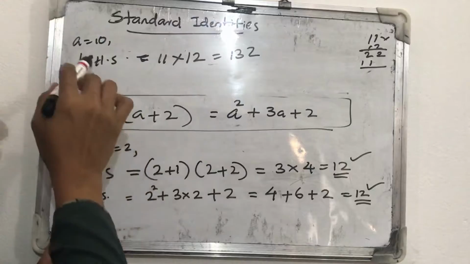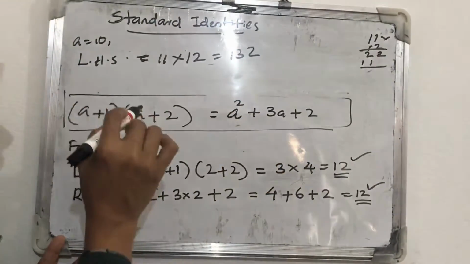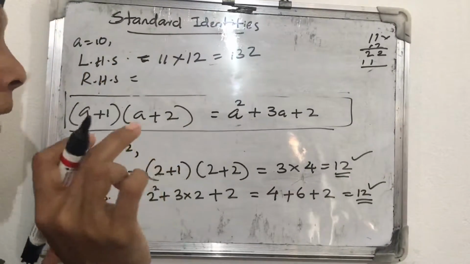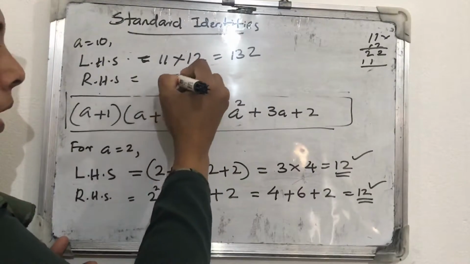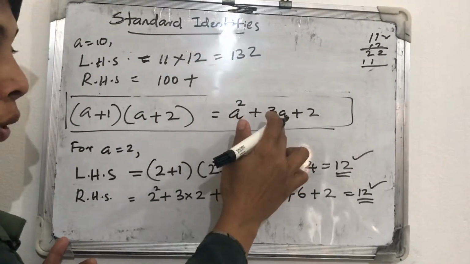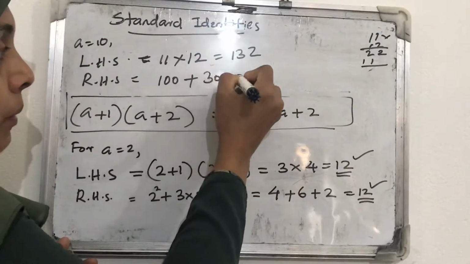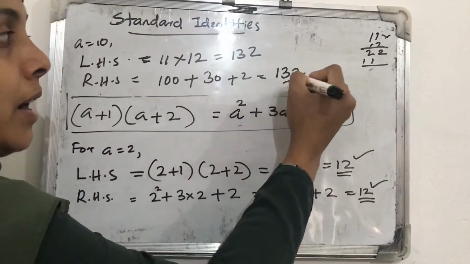Same way, for a is equal to 10, what will be the RHS? Okay, the right hand side will be what? RHS will be equal to, if a is equal to 10, a square will be 10 square, that means 100, plus 3 into a, that is 3 into 10, 30, plus 2. So 100 plus 30 plus 2, it will be 132.